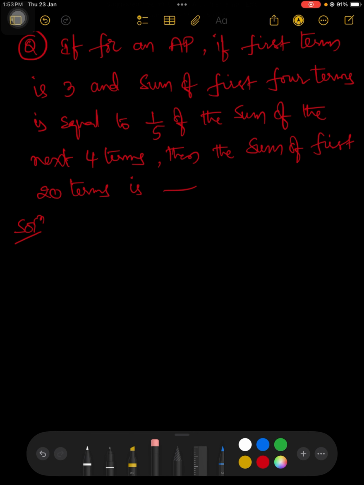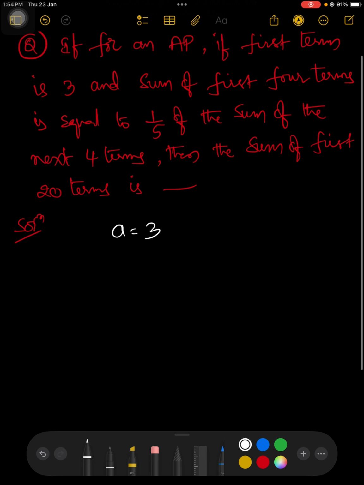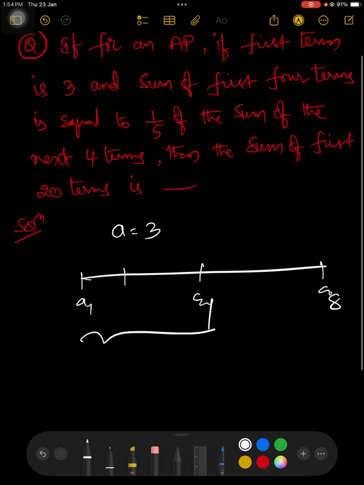Now move on to the next question, that is from sequence and series. The question is, for an AP, if first term a is equal to 3, they given a equal to 3. The sum of first 4 terms, suppose it is from 8 terms, this is what we can say, that sum of first 4 terms is equal to 1/5 of the sum of the next 4 terms. This is the sum of next 4 terms.